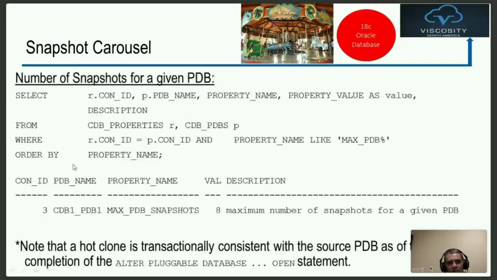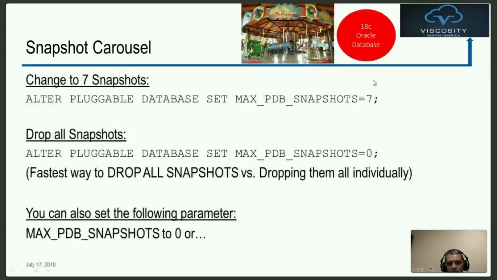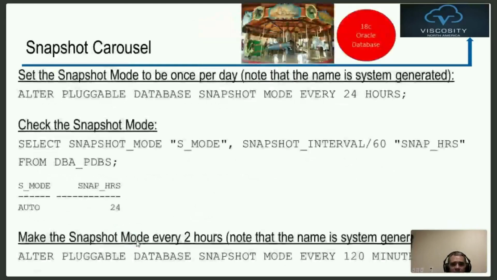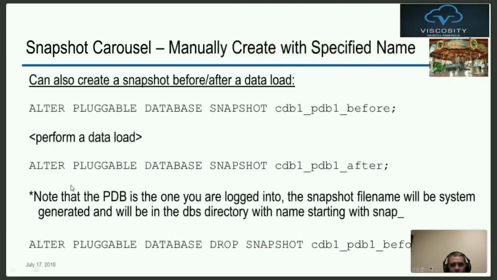If you want to look for a given PDB, this query tells you how many PDB snapshots it's going to take. I could also set it to 7, or set it to 0. If I set my snapshot carousel number to 0, it will drop all snapshots. So if you want to get rid of them right away, that's the way to do it. I could also set the max number of snapshots. I can change how often it does it. By default, it's doing it once a day, but I can make it a whole different amount. I can do it every 2 hours, every 120 minutes and so on. This is just an example of how to find what it is currently. By default, it's a day.